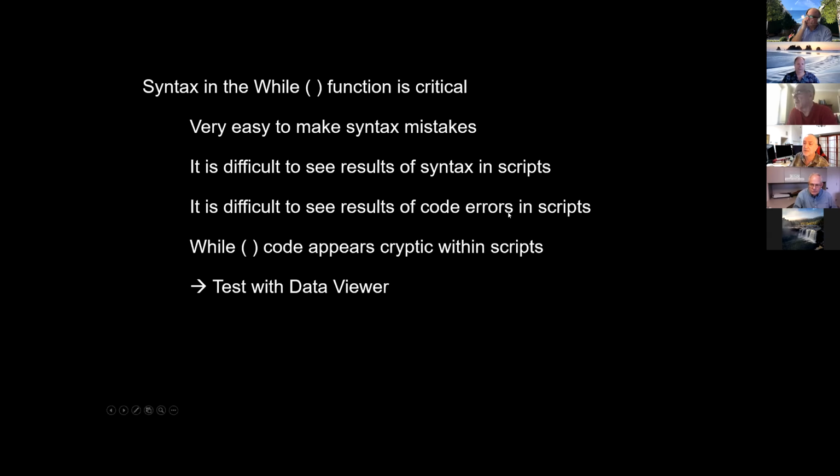It's difficult to see the results of error code. So if your logic changes or your schema structure changes, it's going to be hard to detect errors in the While function within the script. That's why, again, if something changes in production, that's where you'd probably be using 2Empower FM: something has changed and you want to test it out in the middle of a script that's already been written and is running live. And again, like I said, it appears cryptic within the scripts because you can't read it without opening it up.